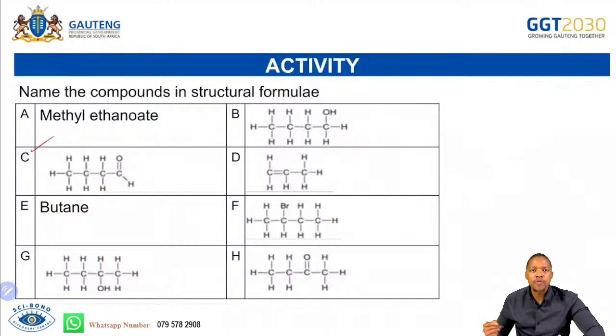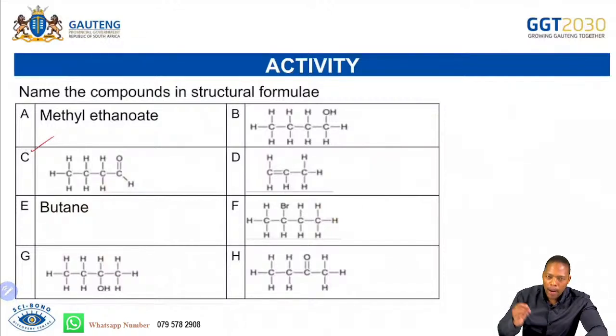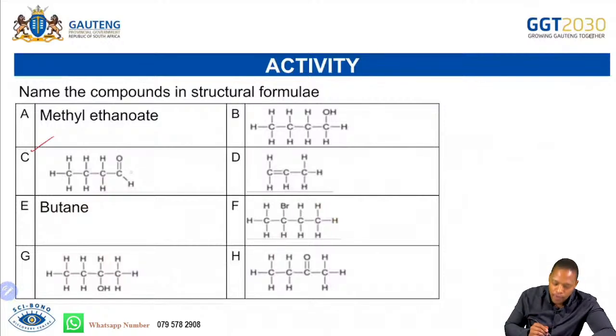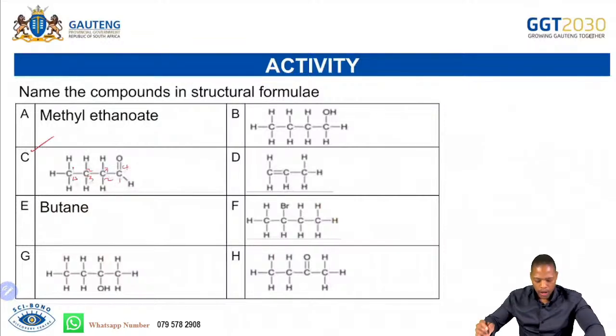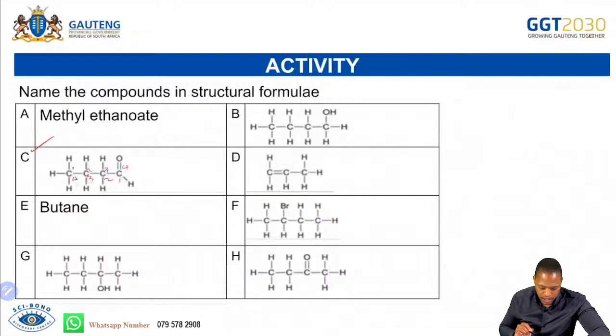Let's quickly name C following our steps. Step number 1, parent chain, straight chain, simple. Step number 2, number forward, backward. 1, 2, 3, 4. 1, 2, 3, 4. Okay, and then step number 4, identify the homologous series. What do I see here? I see a C double bond O. It's on carbon number what? It's on carbon number 1 according to the bottom numbering system. So this must be what? This must be an aldehyde, right?